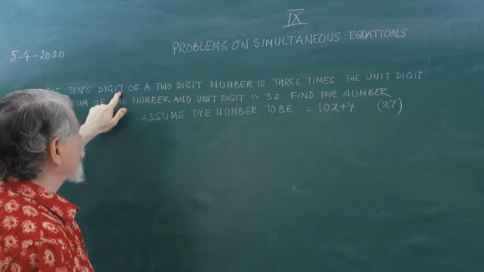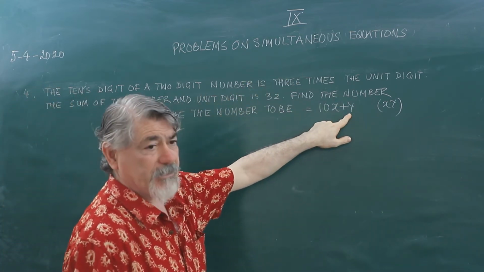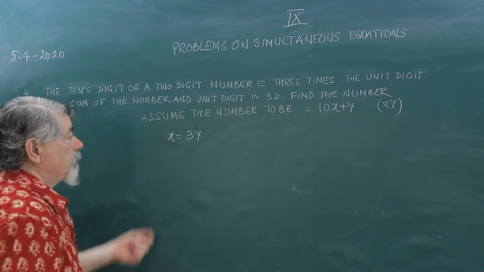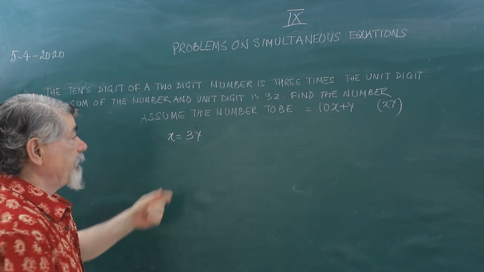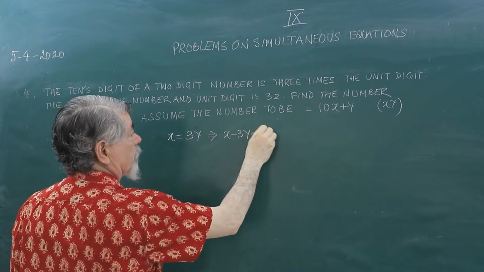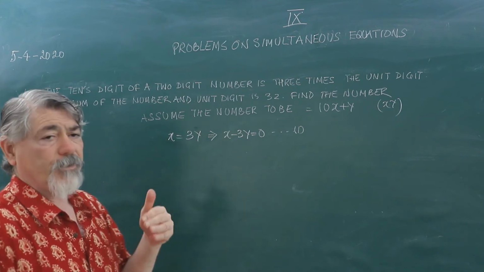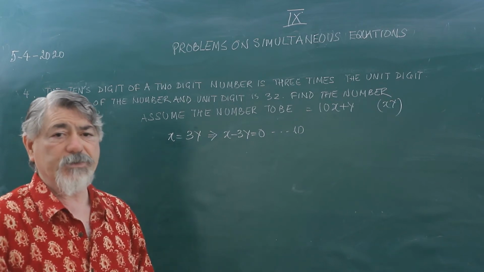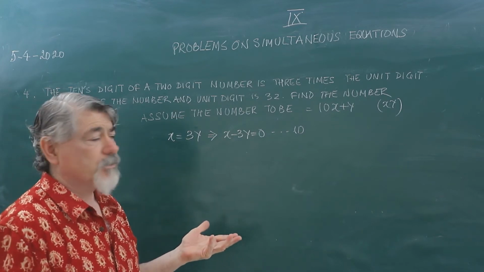Now he says the tens digit of a 2-digit number, the tens digit here is x, is 3 times the unit digit, the unit digit is y. So x is equal to 3y, or I can write x minus 3y equal to 0. This is the first equation I have obtained. There will be 2 conditions given. From both the conditions we have to write equations, and we get a system of simultaneous equations which we finally have to solve.